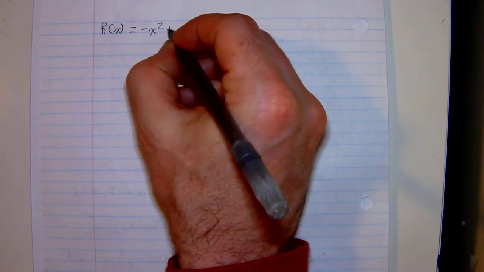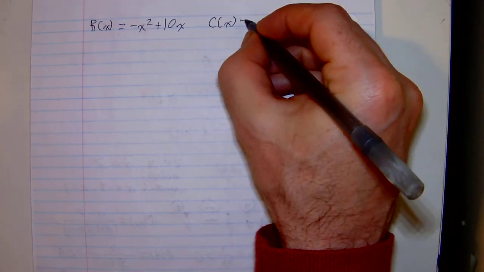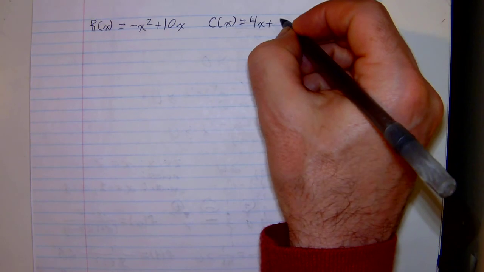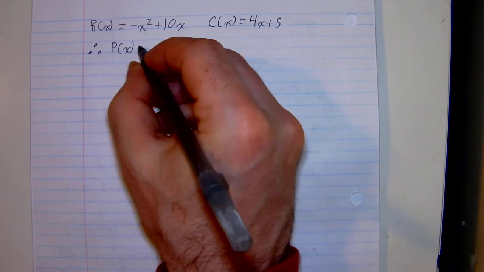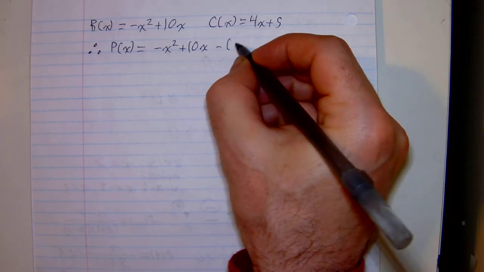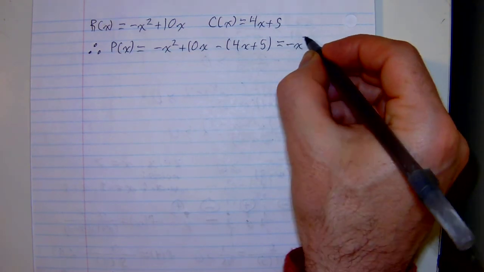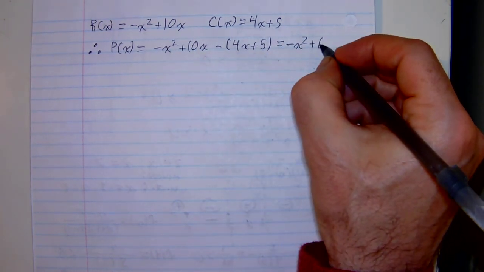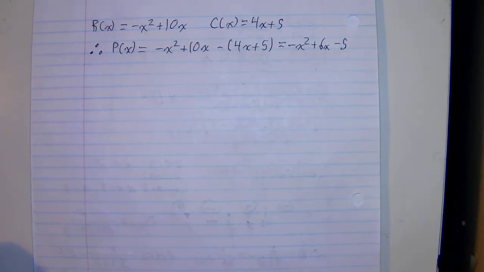So in this case, we have the revenue function, r of x equals -x squared plus 10x. The cost function, c of x, is equal to 4x plus 5. And therefore, the profit function, p of x, is going to be equal to revenue minus costs. And if we simplify that down, we get -x squared, 10x minus 4x is 6x, and then subtract 5. So there we go.